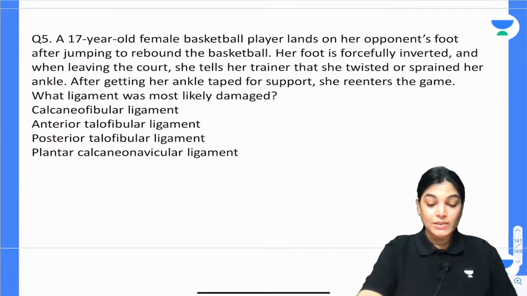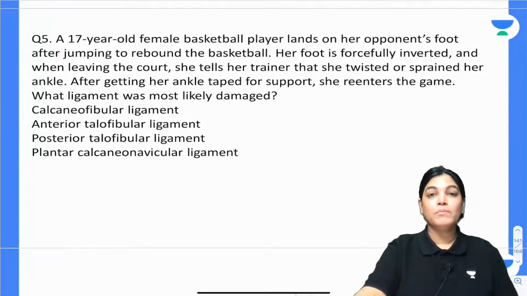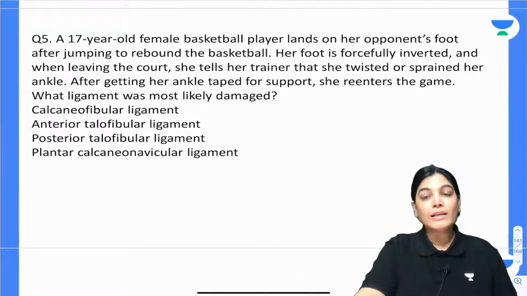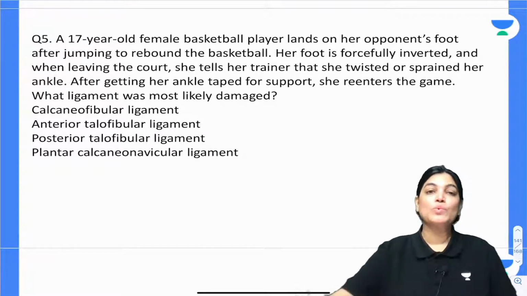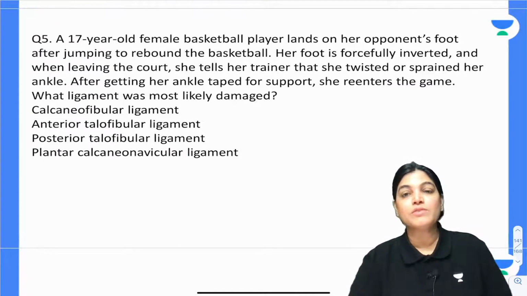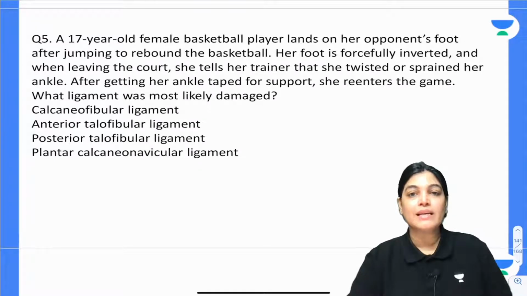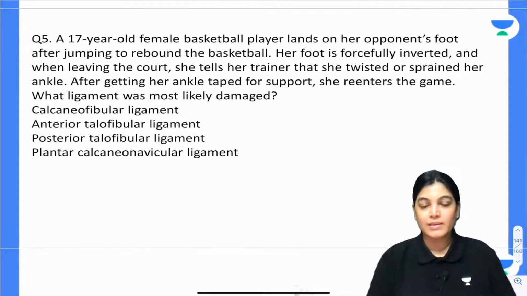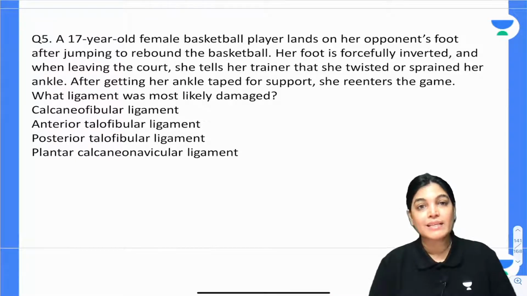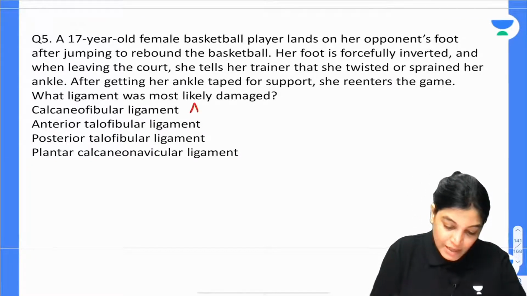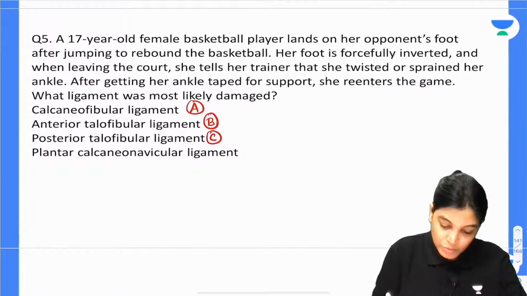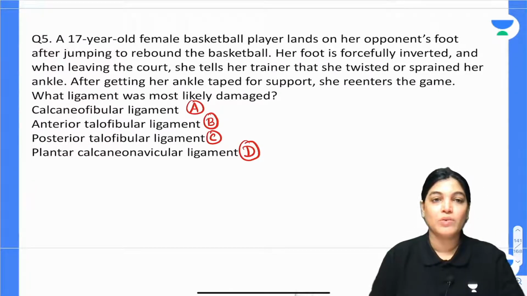A 17-year-old female basketball player lands on her opponent's foot after jumping to rebound the basketball. Her foot is forcefully inverted, and when leaving the court, she tells her trainer that she twisted or sprained her ankle. After getting her ankle taped for support, she re-enters the game. What ligament was most likely damaged? The options are calcaneofibular ligament, anterior talofibular ligament, posterior talofibular ligament, or plantar calcaneonavicular ligament.